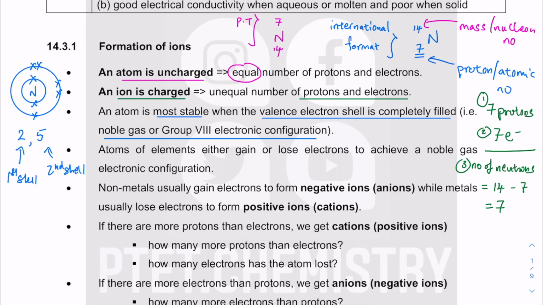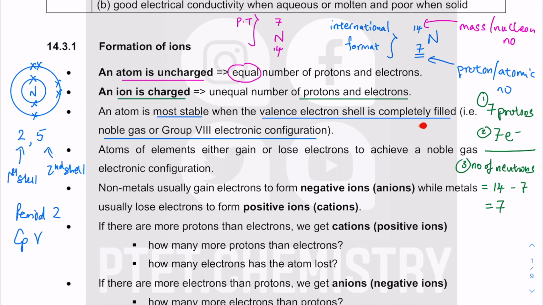So in this case, nitrogen is in period 2 and is in group 5, because the period number tells you how many shells are being occupied with electrons, and then the group number tells you how many outer shell or valence electrons you have. 1, 2, 3, 4, 5. This is an atom, where the number of protons is equal to the number of electrons.